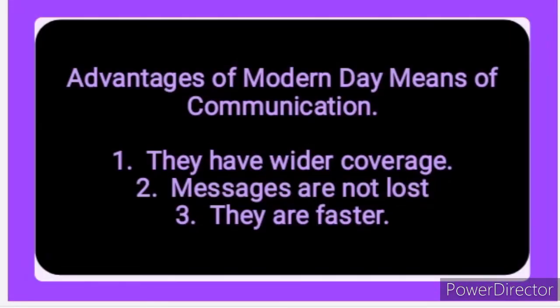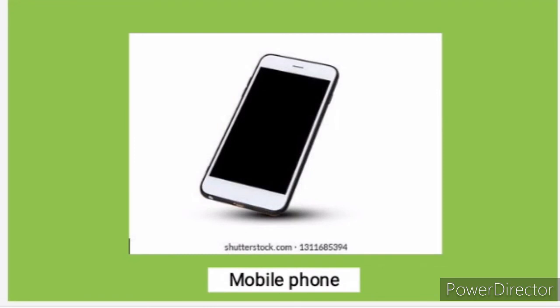And the third is that they are faster. Modern day means of communication is way faster than the olden day means of communication. Now look at the mobile phone. You can easily pick up your phone and pass information to someone who is far away, compared to the traditional means of communication where you have to trek to the person's house or wait for someone who is traveling to the person's house before you can say whatever you wanted to say.